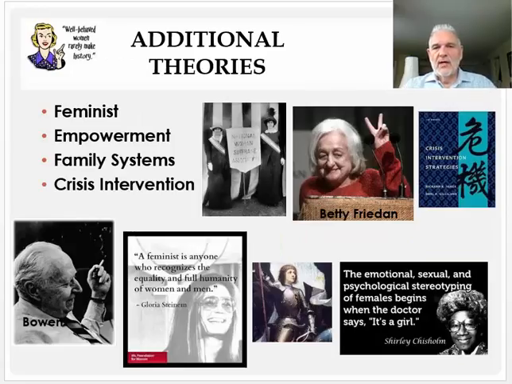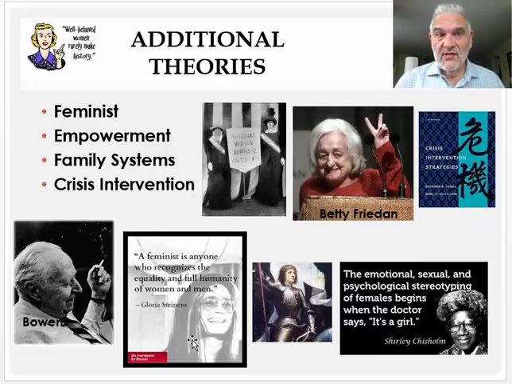Additional theories we will look at are the feminist empowerment, family systems, and crisis intervention theories. We have Betty Friedan, who was a feminist leader in the field, as well as Gloria Steinem. These are people back in the 60s when feminism was resurging and people were burning their bras, for instance. And then we have Bowen, who developed family systems, and Shirley Chisholm, again, a person who was nationally prominent in the 60s and 70s, if I remember correctly.